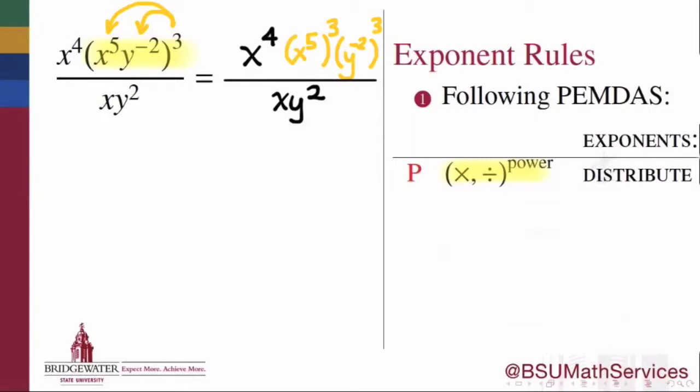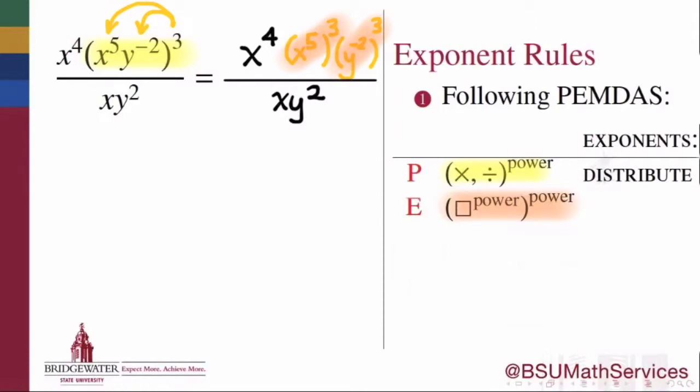Now that all of our expressions with parentheses no longer have multiplication or division inside of the parentheses, we're ready to move on in PEMDAS from the P to the E and look for any expressions that involve raising an exponential expression, raising a power of x or a power of y, to another power. Here we see that there are two examples, both of which were created in our previous step. We're raising x to the fifth to the power 3, and we're also raising y to the minus 2 to the power 3.